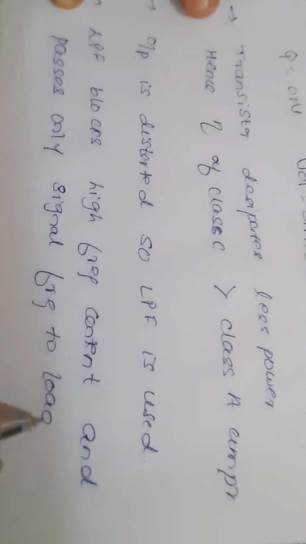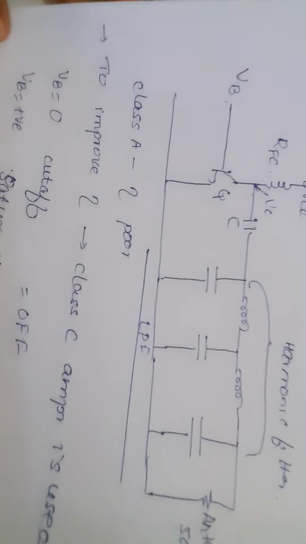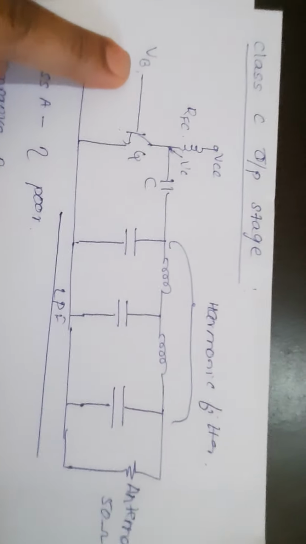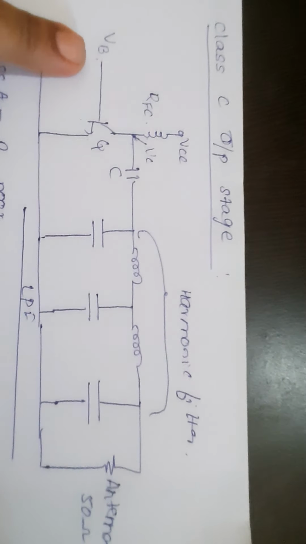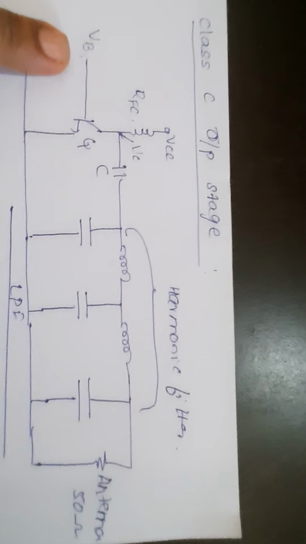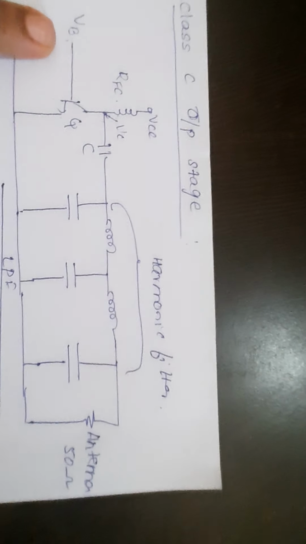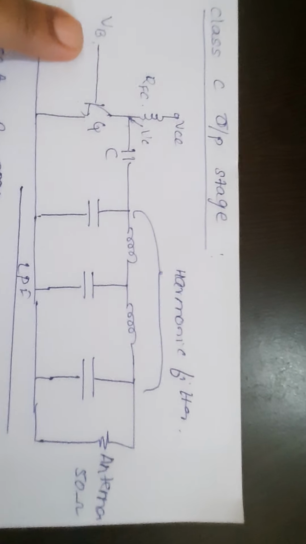And passes the signal frequency to the load. When the input signal is positive, above the cut-in voltage, the transistor operates in the saturation region. During this period, the output voltage is the saturation voltage of the transistor, and remains constant as long as the input signal is above the cut-in voltage.